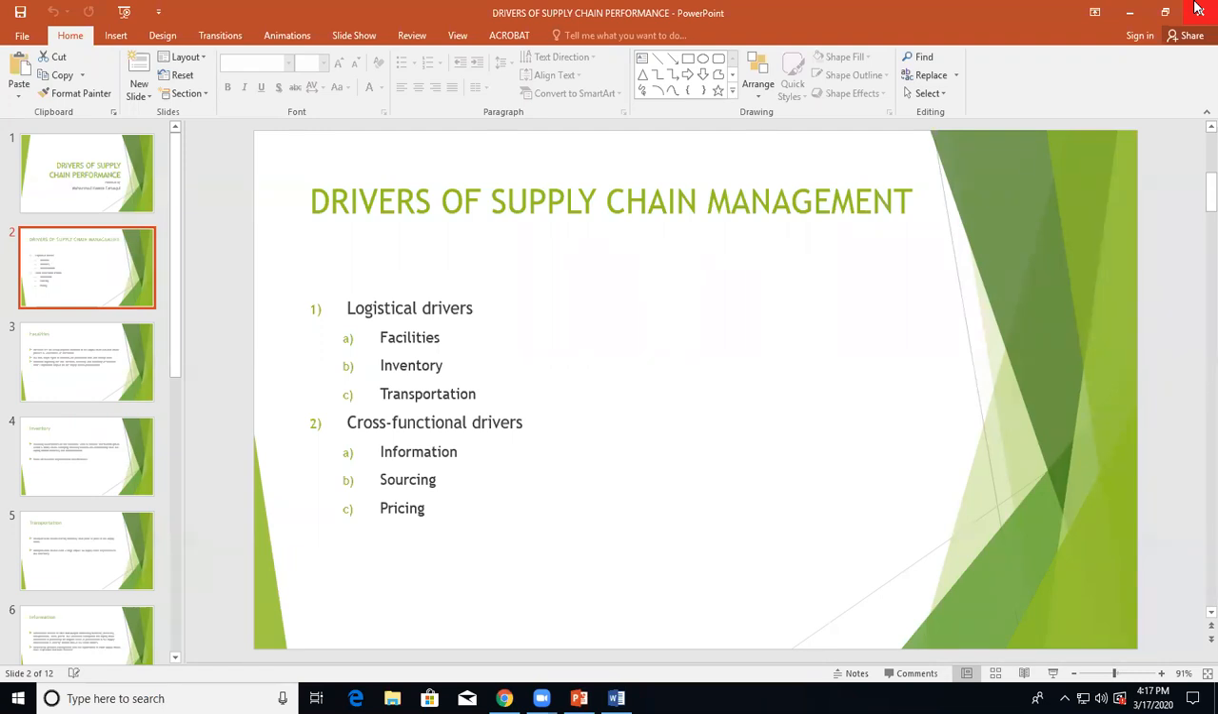Cross-functional drivers are which are not restricted to only the logistical. They are not restricted. They communicate with all the functions of the company. Okay, logistical driver is only restricted to the logistics part, but cross-functional driver communicates with all of the departments of the company plus with the logistics driver as well. Information is one of the drivers.